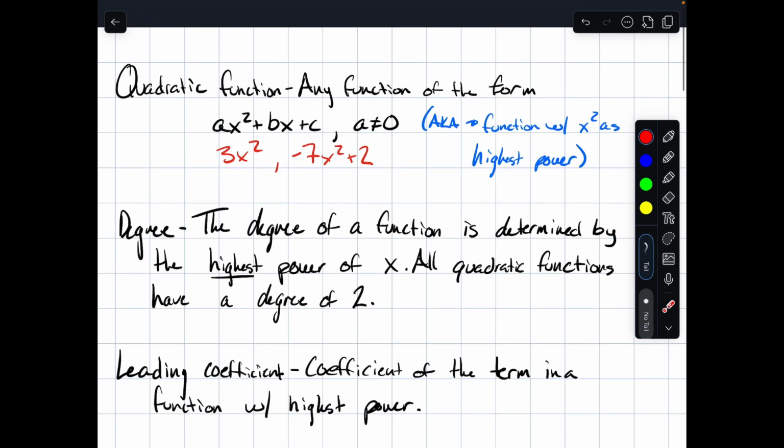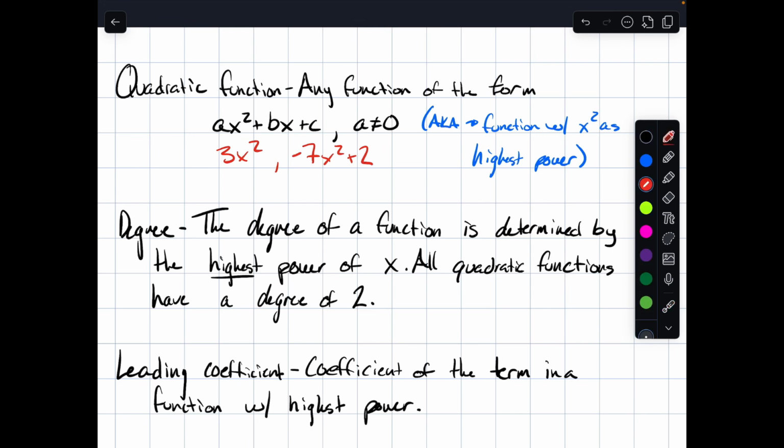So the degree, these two things are just in general, not necessarily for quadratics. The degree of the function is determined by the highest power of x, and all quadratic functions have a degree of 2. So the highest power in quadratic functions is 2. It has to have the 2 for it to be quadratic. And then lastly, the leading coefficient is just the coefficient of the term in a function with the highest power.